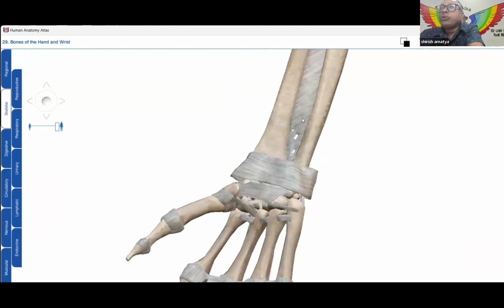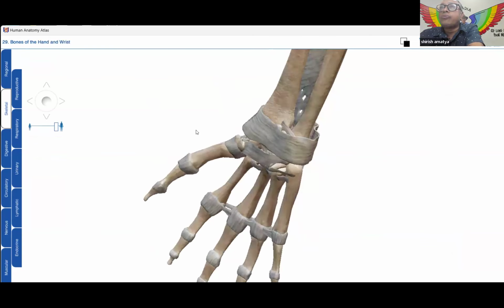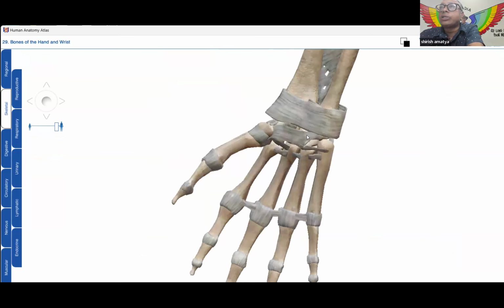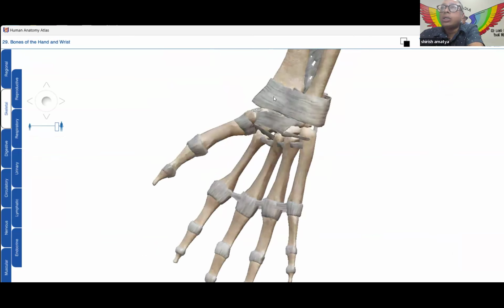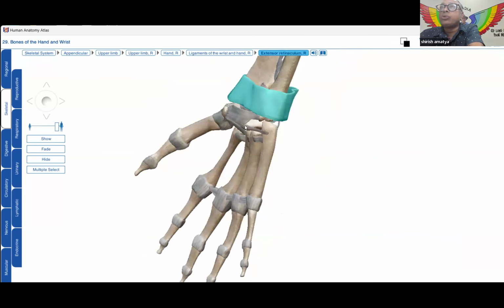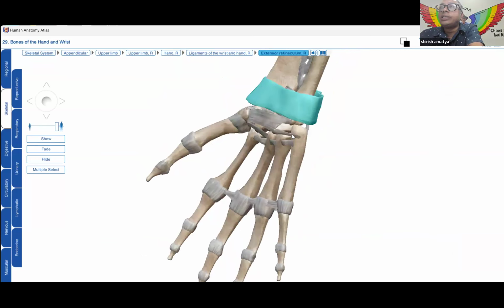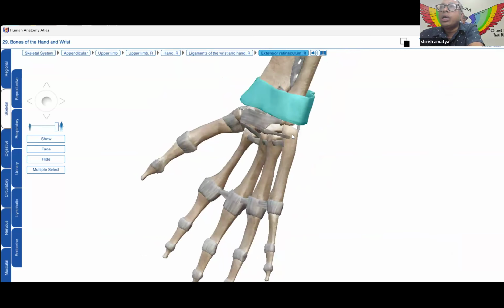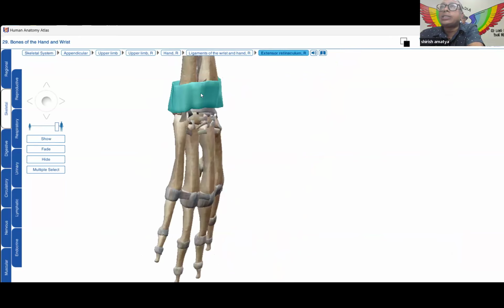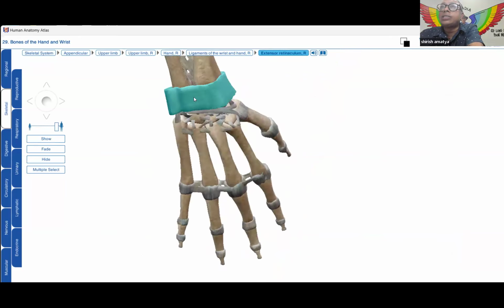wrist joint. The wrist joint is also formed by the articulation of bones. This one is the 3D structure of the wrist joint, the skeletal structure. This one is the extensor retinaculum, which covers the entire circumference of the distal end of the wrist joint. Underneath the extensor retinaculum, all the extensor tendons come, and they go under this extensor retinaculum to the various digits. I'll be showing you in the muscular structure, and you'll be clear on this.